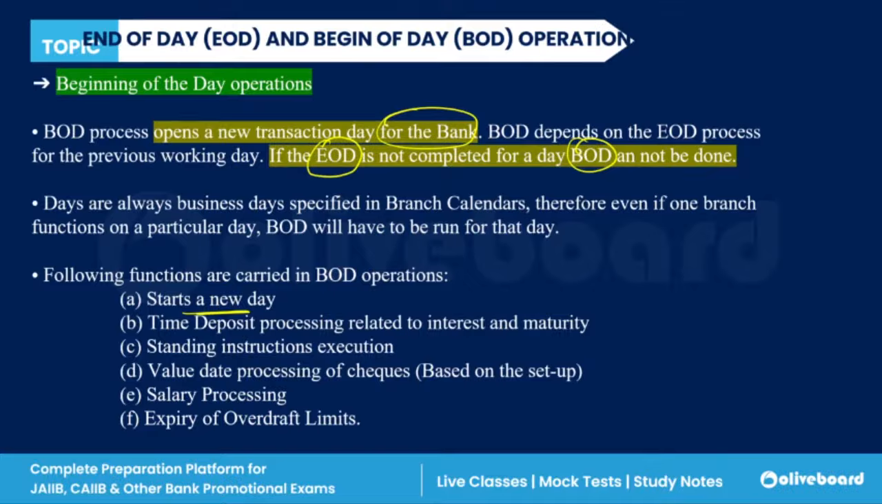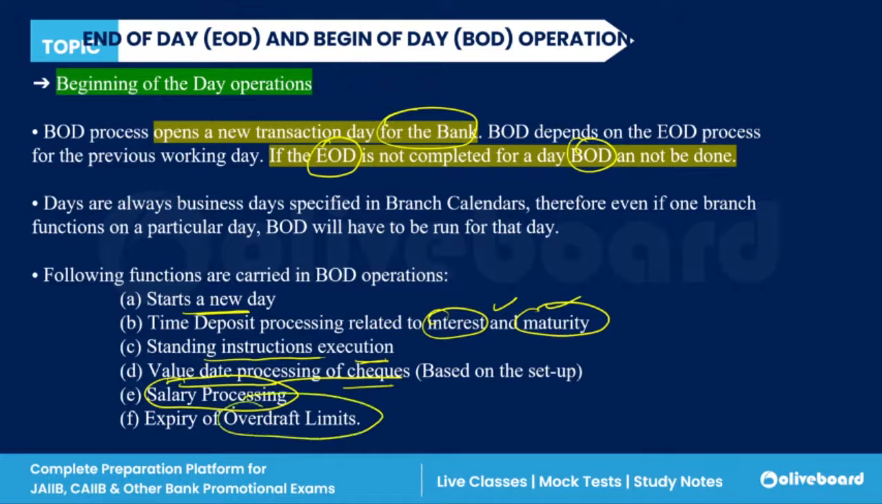Second, time deposit processing related to interest and maturity. Then there is standing instruction execution. If you have some pending instructions, you have to execute those also. Then you value the date of processing of the checks, right? Then you have the salary processing. If you have to process any salary, you have to process it at the beginning of the day, right? Then you have to check any overdraft limit expiry. If there is expiry of any overdraft limit, you can check that, right?